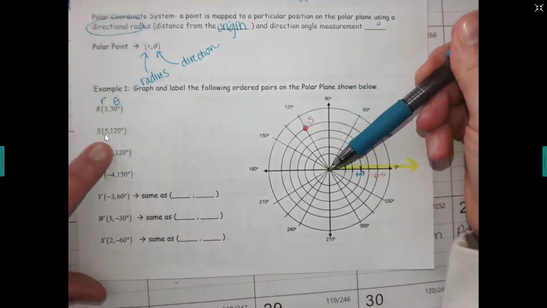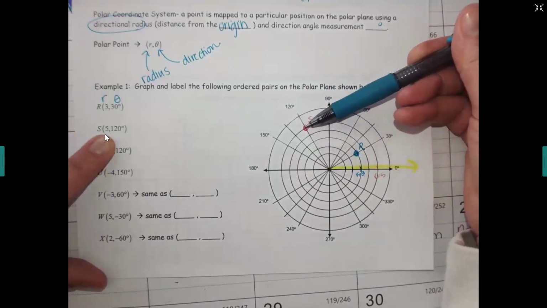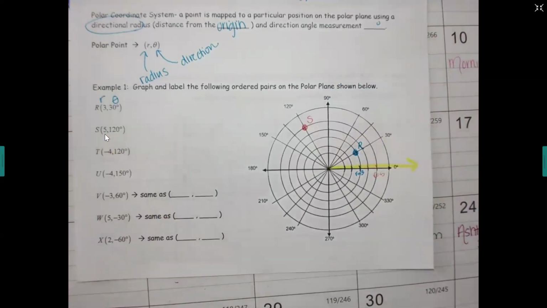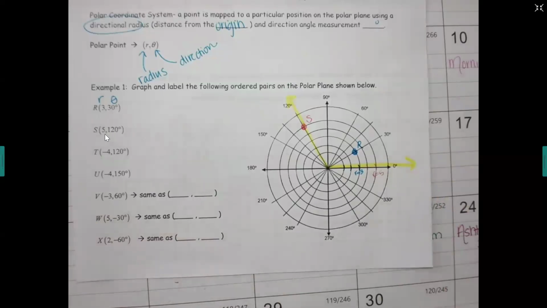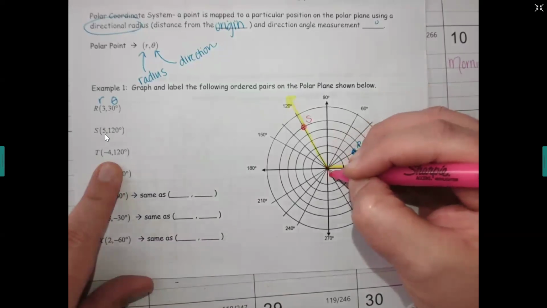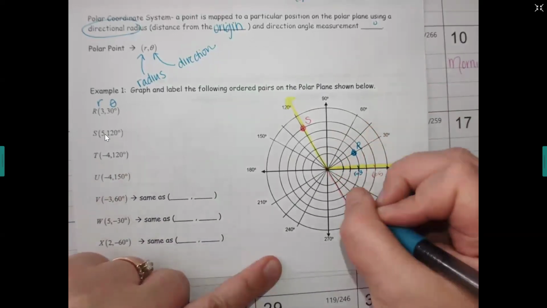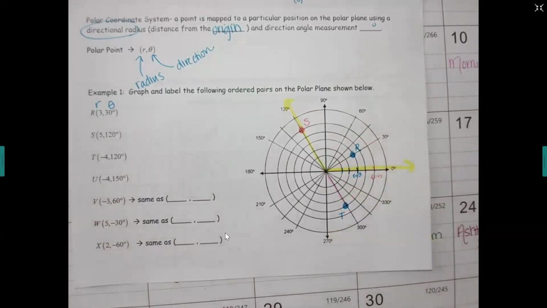But rather than counting your 5 rings towards that angle, you're essentially going to count those rings away from that angle. So if my 120 is here, those would be my positive R's. Then my negative R's would be me tracing back 4 rings. So 1, 2, 3, 4. So that would put me here. So that would be my T.